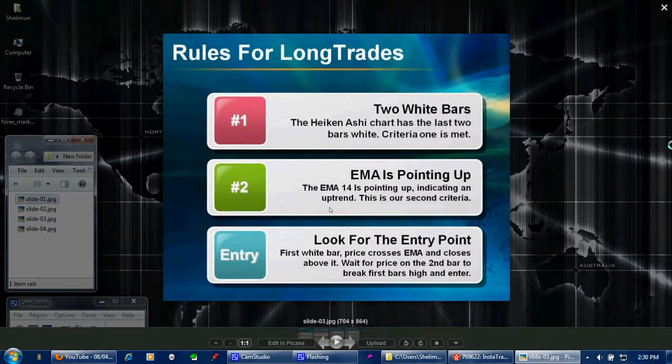Basically, the rules are for the long trade, the buy trades, the Heiken Ashi chart has the last two bars in white, and then the EMA 14 is pointing upwards, indicating an uptrend. And the way you enter is the first white bar price crosses EMA and closes above it, and then we wait for the price on the second bar to break that first bar's highs, and you enter right after that.